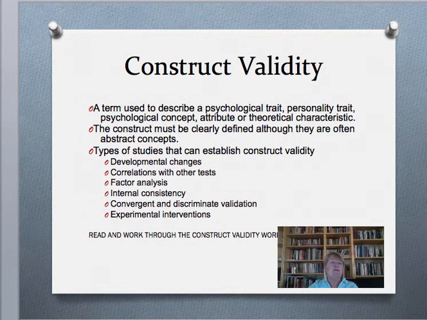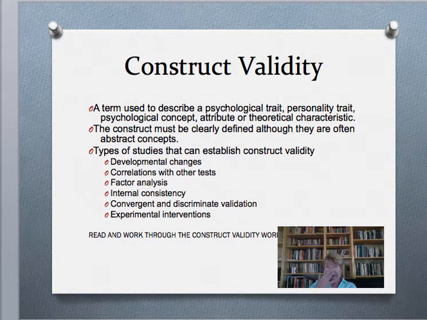And finally, in terms of validity, we're going to look at construct validity. Construct validity describes a psychological trait, a personality trait, a psychological concept, attribute, or theoretical characteristic. That's what a construct is. So if you were thinking how to define construct, well, that's what it is. And a construct has to be clearly defined, even though it's an abstract concept.